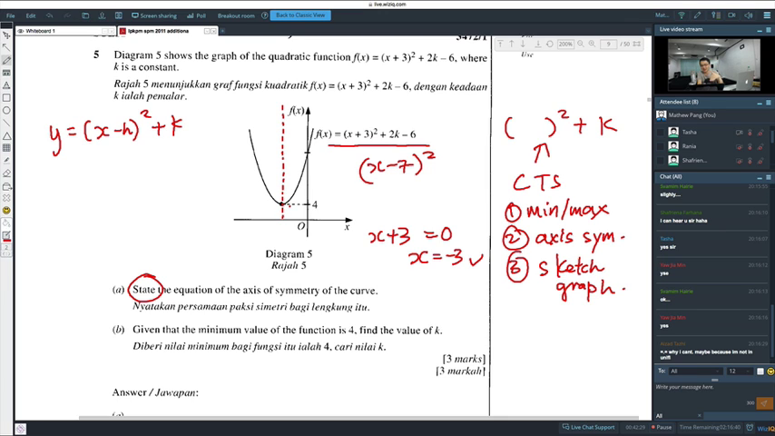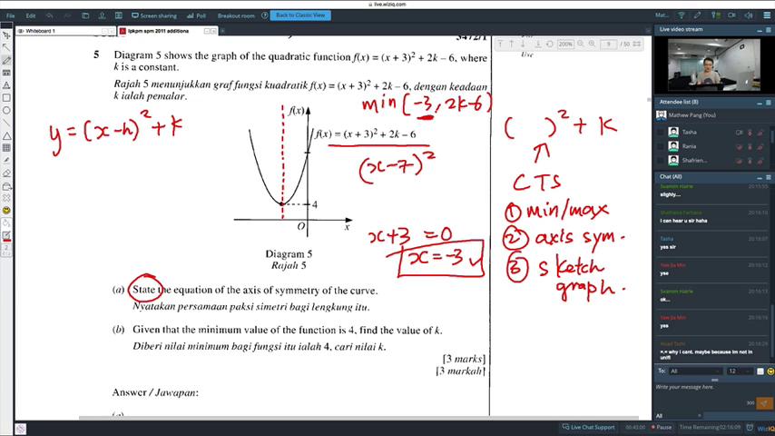The axis of symmetry always passes through the minimum or maximum point, the x value of the minimum or maximum point. So in this case, from the equation itself, we know our minimum coordinates are (-3, 2k minus 6). The x value we get from inside the bracket, and the y value we take from whatever is outside the bracket. So you can find that the axis of symmetry is x equals -3, and -3 is the x value of the minimum point. This is what I'm trying to say.